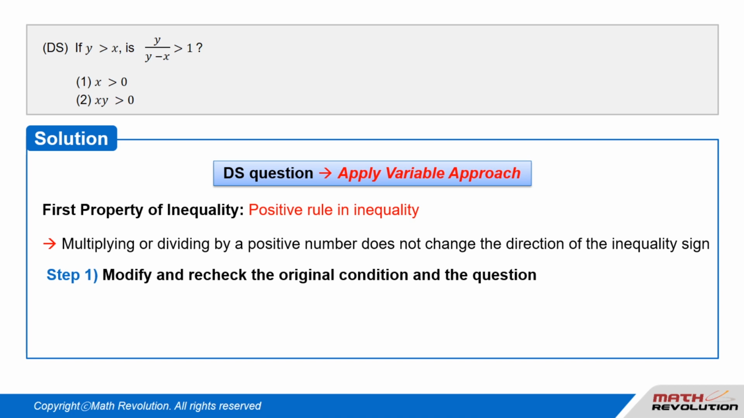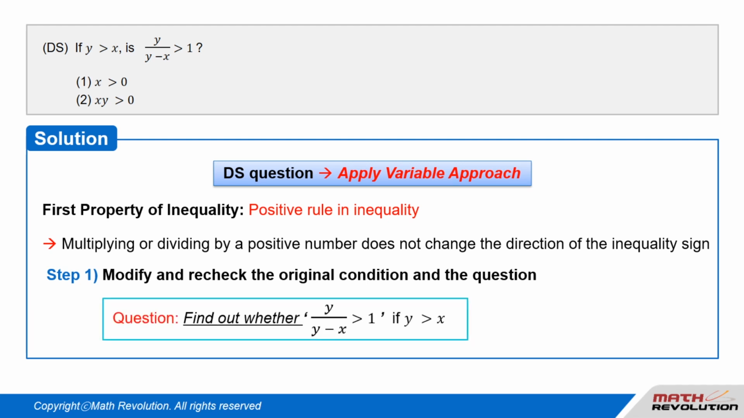This question shows how you can get A as the answer using the modification, which is the first step of the variable approach. This directly shows a type of question that frequently appears in exams. Carefully remember the solving process. This is the secret of the variable approach.